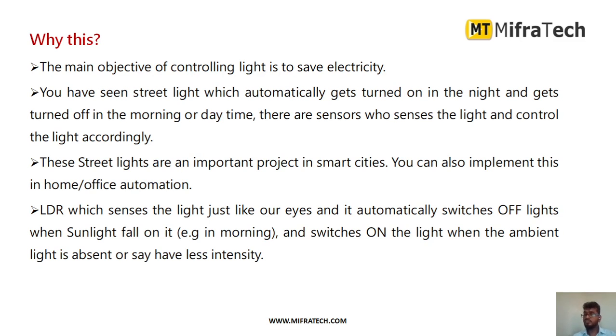So why do we have to use this LDR sensor? The main objective of using this LDR sensor is controlling the light, that is, we can save electricity. If you use this LDR sensor and there is sunlight, you need not turn on any lights in your room or outside street lights. Whenever it detects there is sunlight, we can automatically turn off those street lights. If there is no light, we can automatically turn them on. We can save electricity. For that main purpose, we can make use of this LDR sensor.